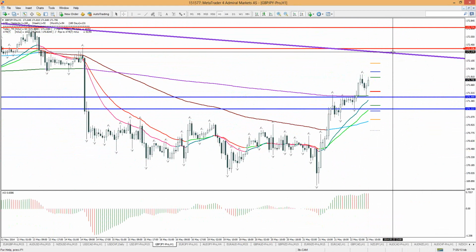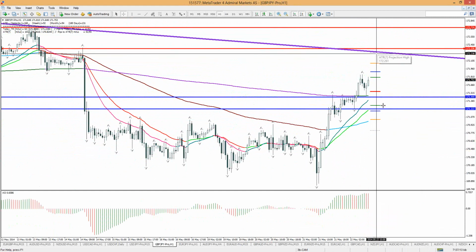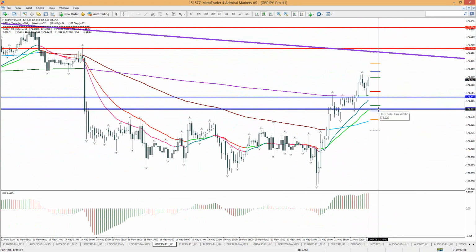Now we have a projection high at about 172.27. So if you are in that trade, then there could be some good upside still, depending on the news. Well, we'll have to see. Of course, these setups can change. There could be more setups coming up depending on how things go.